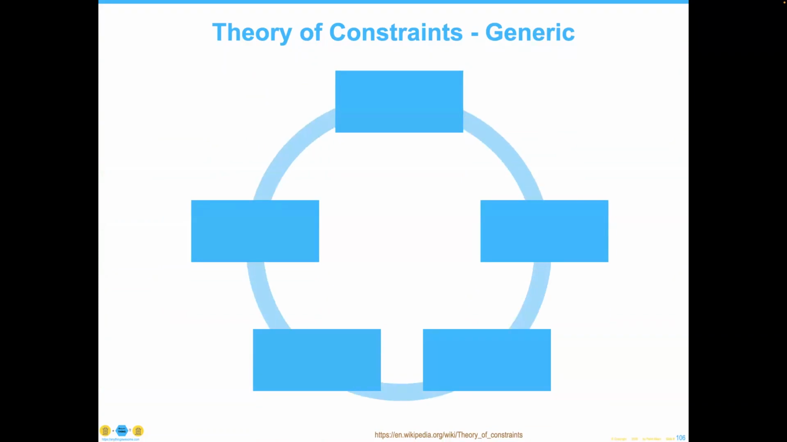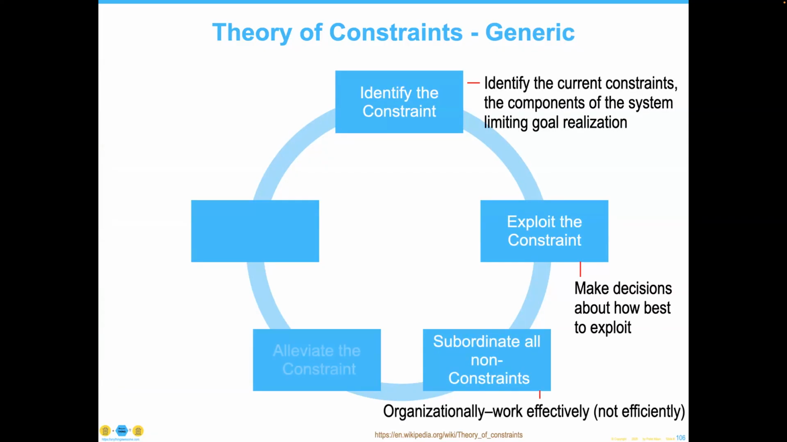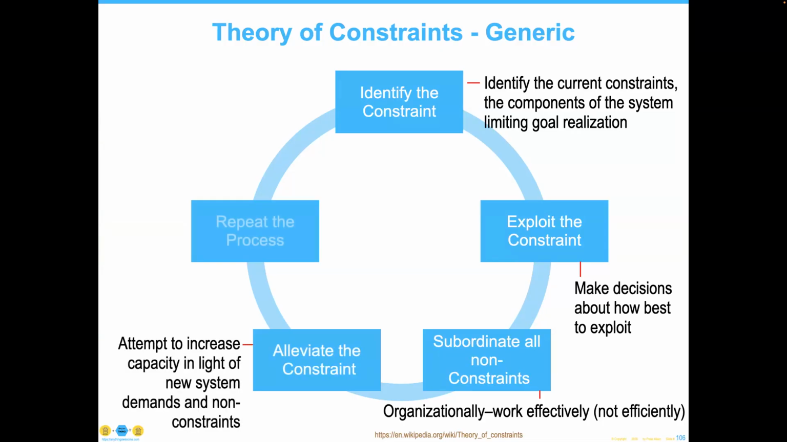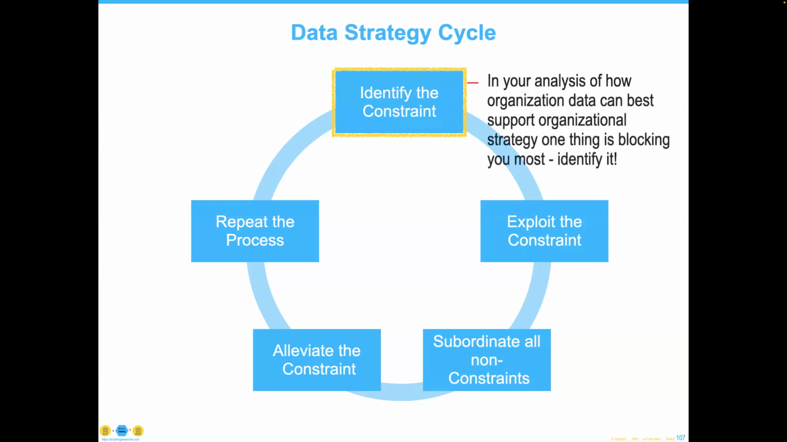So what is the theory of constraints cycle? Well, again, we look at it like this: we identify the current constraint, exploit it, which is decisions about how best to make it work better for everybody, subordinating all the other non-constraints, and alleviating the constraint, unless we don't get it right.